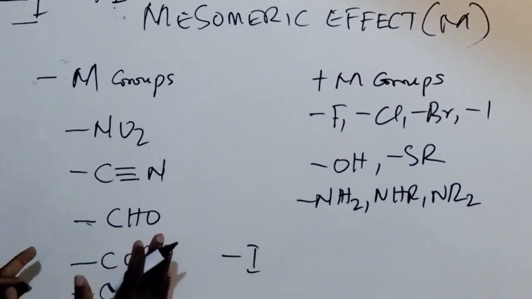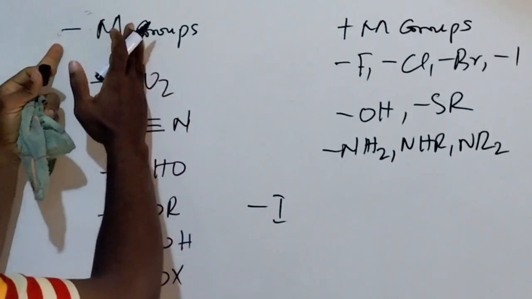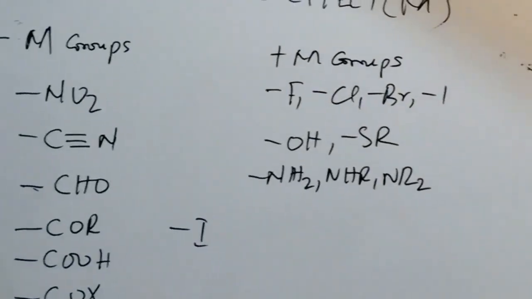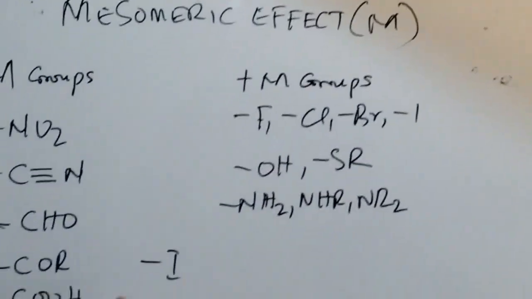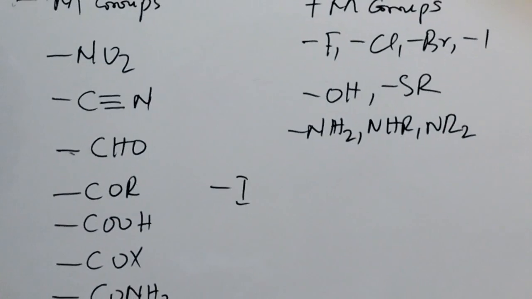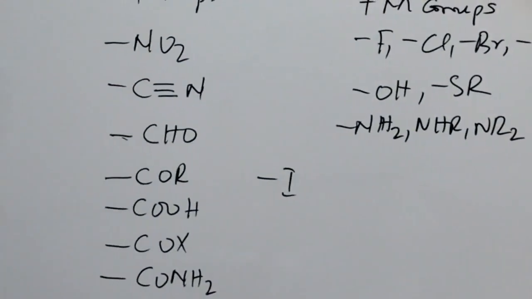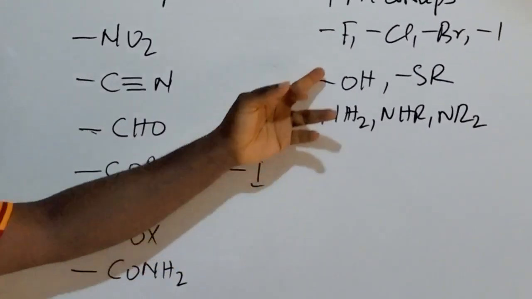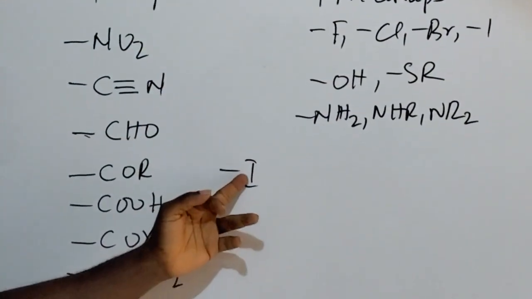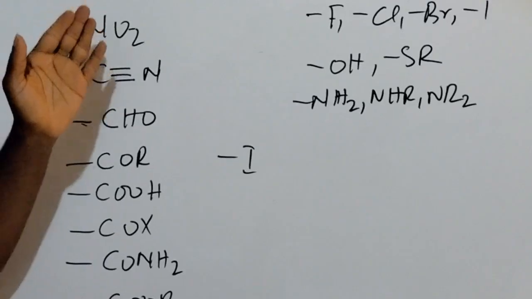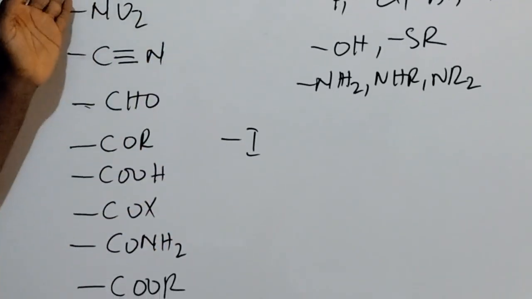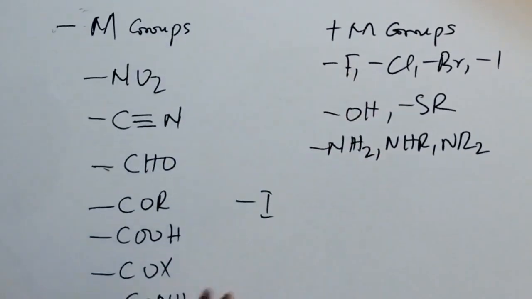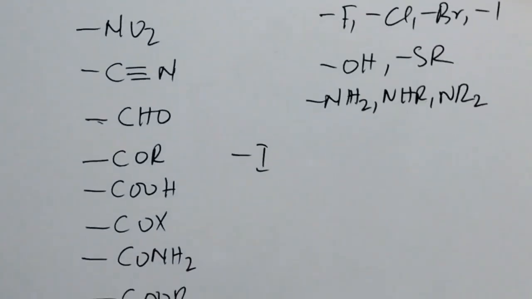But if you separate them, some of them belong to negative mesomeric group, while some belong to positive mesomeric group. But all of them are electron withdrawing groups for inductive effect. Sorry, all of them are classified as negative inductive group. You can group them, part of them as negative mesomeric and positive mesomeric, but in all, they are all negative inductive effect groups.